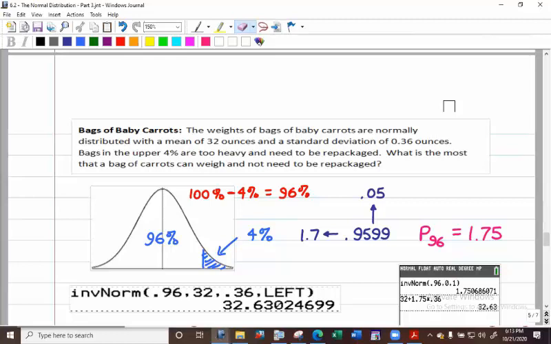All righty, so bags of baby carrots, normally distributed with a mean of 32 ounces and a standard deviation of 0.36 ounces. That's good that we have a low standard deviation, so that way it's pretty consistent. That needs to be as low as possible. Sometimes you have to wonder, like in bags of chips and other things, what the standard deviation is, because sometimes it might seem like you get a bag of air versus a stuffed bag. But anyway, that's a different story. So we're going to say bags in the upper 4% are too heavy and need to be repackaged.